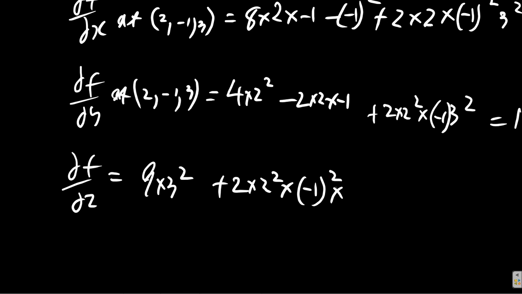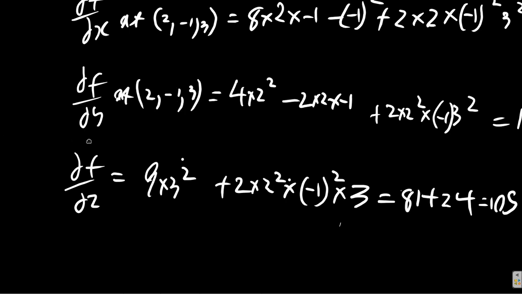Alright. 3 3 is 9. 9 9 is 81. So this will be 81 plus 2 2 is 4. 4 2 is 8. 8 3 is 24. So 81. That will be 81 plus 24. And that gives us 105. Alright, so we have all the values we want. So we fill them in now.